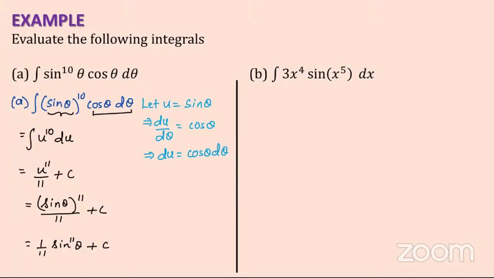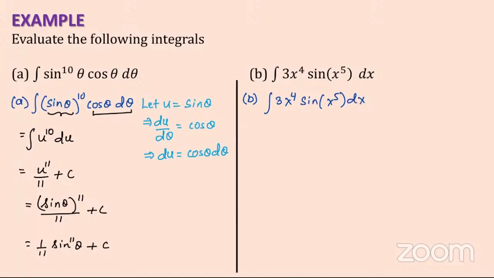So you have seen that in the first example, A here, we used the u substitution. It involves the trig function also, right? Now, if you look at this one, B, it is a mix of the algebraic function and trig function. Let's see whether we'll be able to use u substitution to solve this one. So in B, we have the integration of 3x to the 4 sine x to the 5 dx.